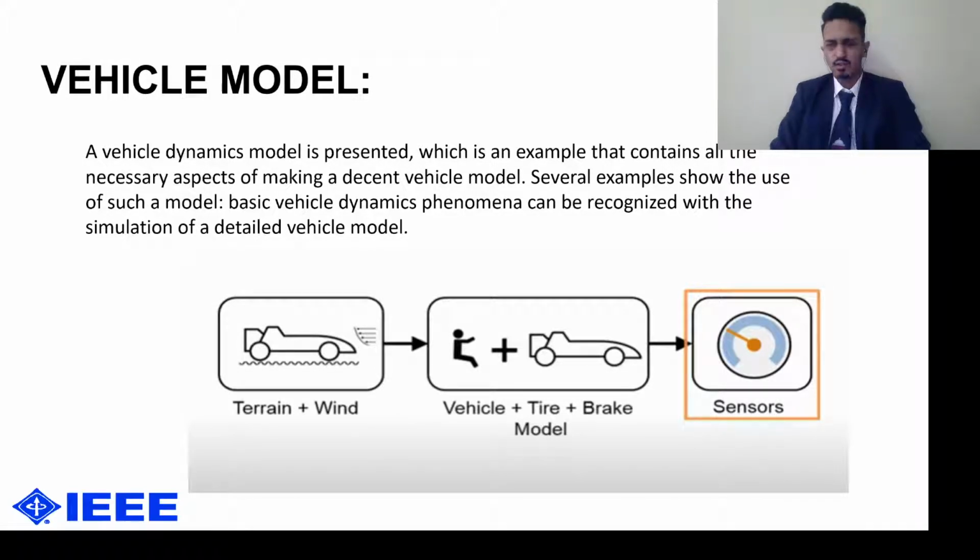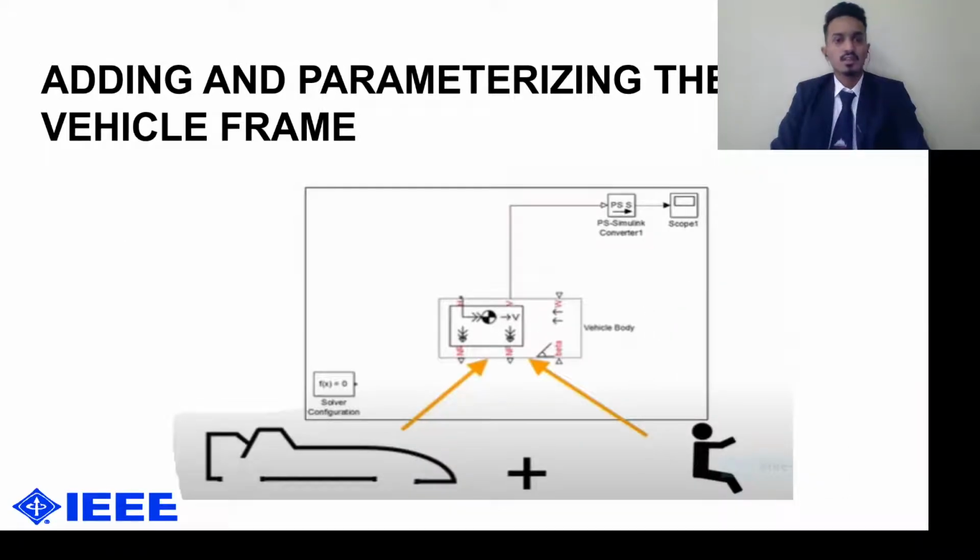A vehicle dynamics model is represented such that it contains all the necessary aspects of a real vehicle. Several examples show that such a model is useful as a simulation, as through simulation, dynamic phenomena can be recognized. The first step is adding and parameterizing the vehicle frame.